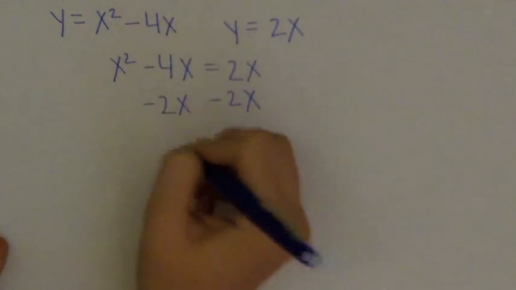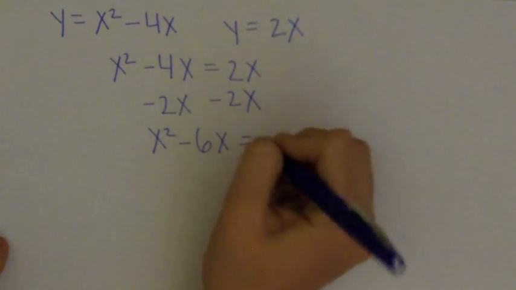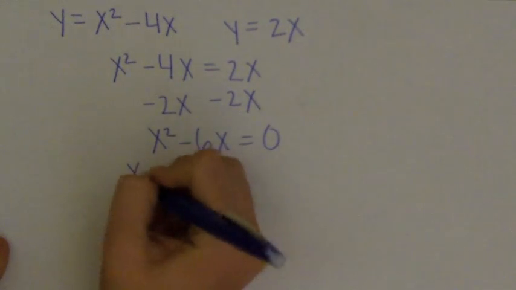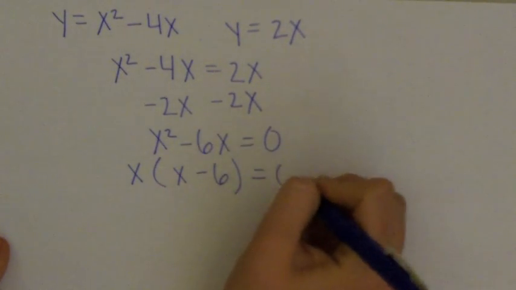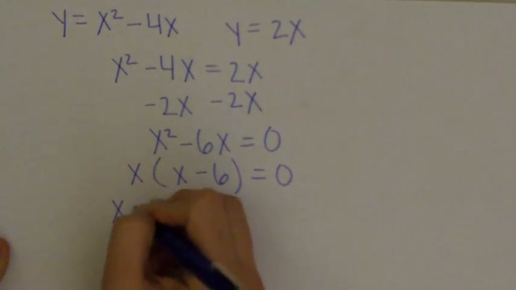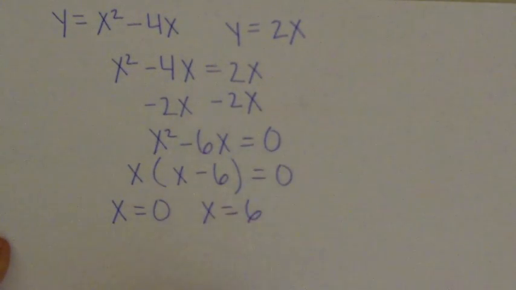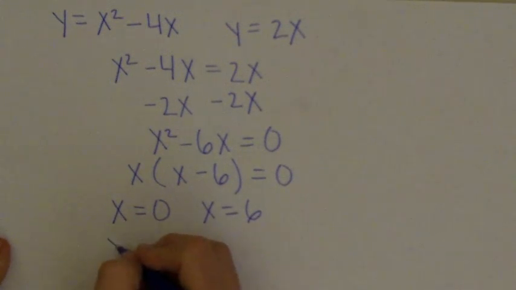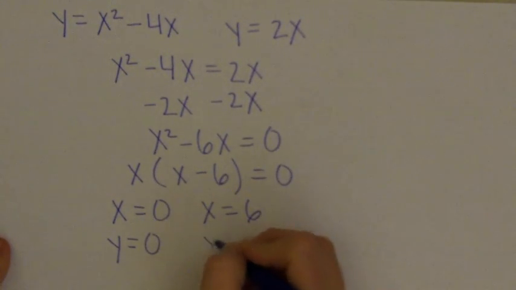Make it equal to 0 and you get x squared minus 6x is equal to 0. Bring out the x and you have x times x minus 6 equals 0. x is equal to 0 and x is equal to 6. Then we find y by plugging in x in the original equations, and we find that y is equal to 0 and equal to 12.